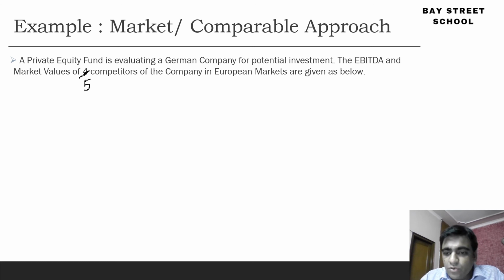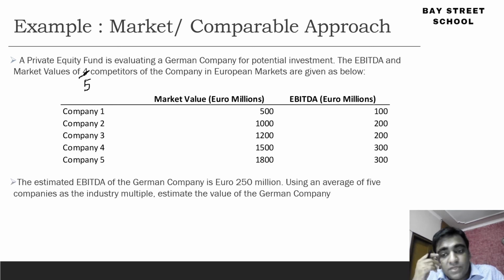We are basically looking at them. These are five companies in the same industry as the company we are evaluating, and we are given the market value and the EBITDA, right? And we are calculating the value of our company, which is in the same industry, using these financial metrics. What else have we been given? We have been given our company's EBITDA, 250 million euros. So what we'll do is calculate the multiple of market value to EBITDA for all these five companies. Then take an average.